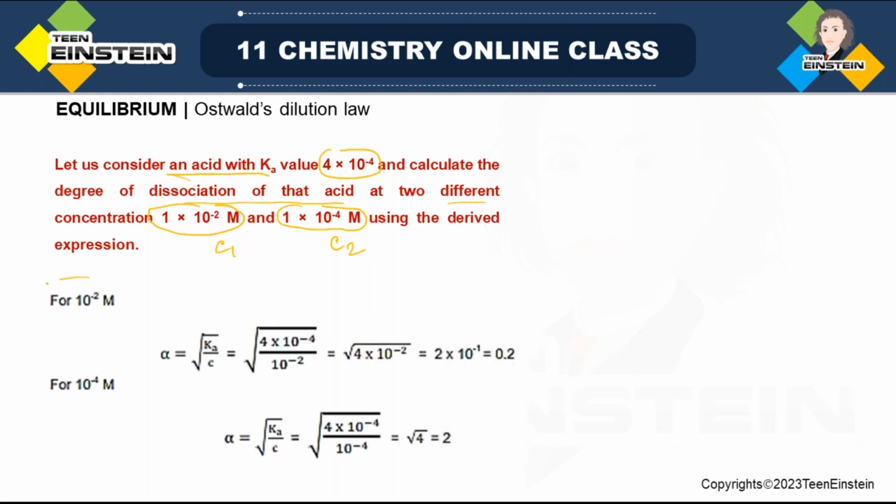So for C1, which is 10^-2 molar, alpha is the root of Ka divided by C. Here we are getting the final value 0.2. And when it is concentration C2, using the same expression, we are getting 2. So you can see it is 0.2 and it is 2. So it is a 10 times increase, right? That means with dilution, the degree of dissociation is increasing.